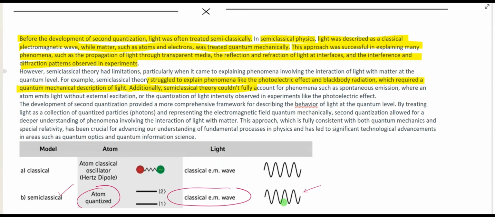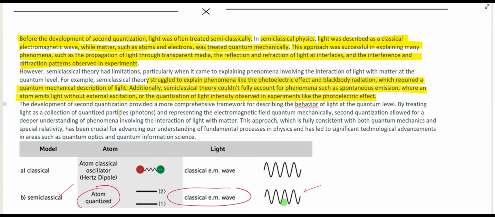Also, semi-classical theory could not fully account for phenomena such as spontaneous emission, which you may have studied while studying lasers, where an atom emits light without external excitation, or the quantization of light intensity observed in experiments like the photoelectric effect or the Townes-Schawlow experiments.